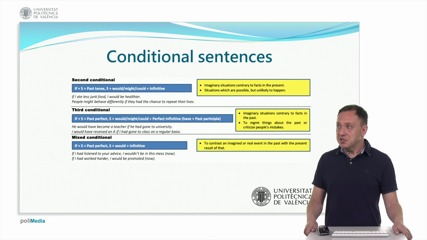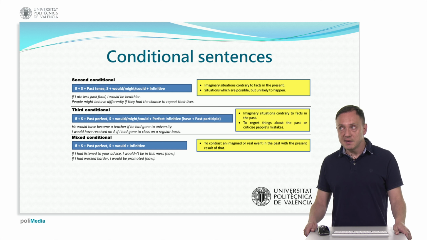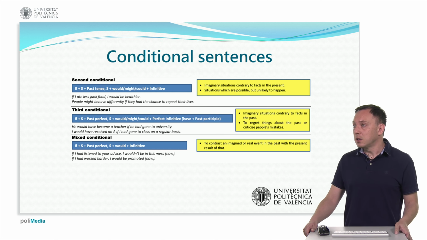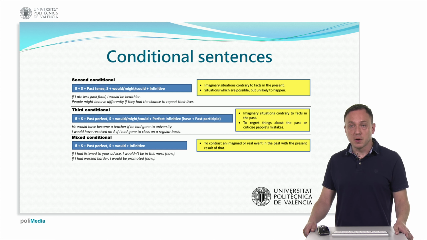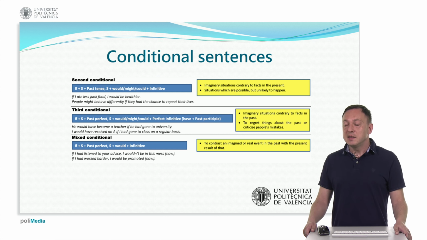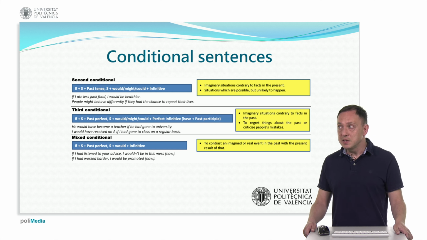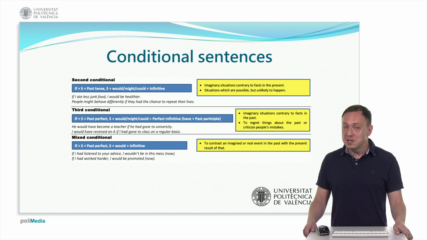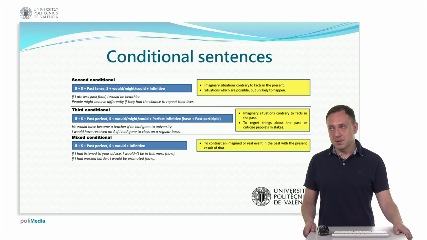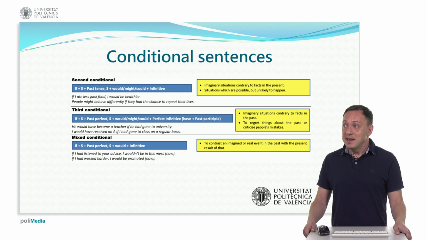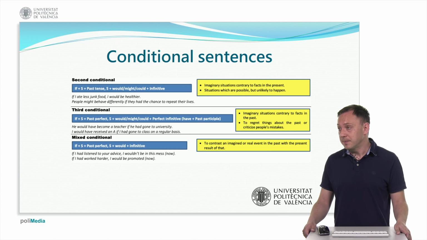Second conditional. The structure is if, subject, and past tense, comma. And for the second clause, you have subject, would, might, or could, plus infinitive. The second conditional is used to talk about imaginary situations contrary to facts in the present, or situations which are possible but unlikely to happen. For example, if I ate less junk food, I would be healthier. Or the second example here, people might behave differently if they had a chance to repeat their lives.